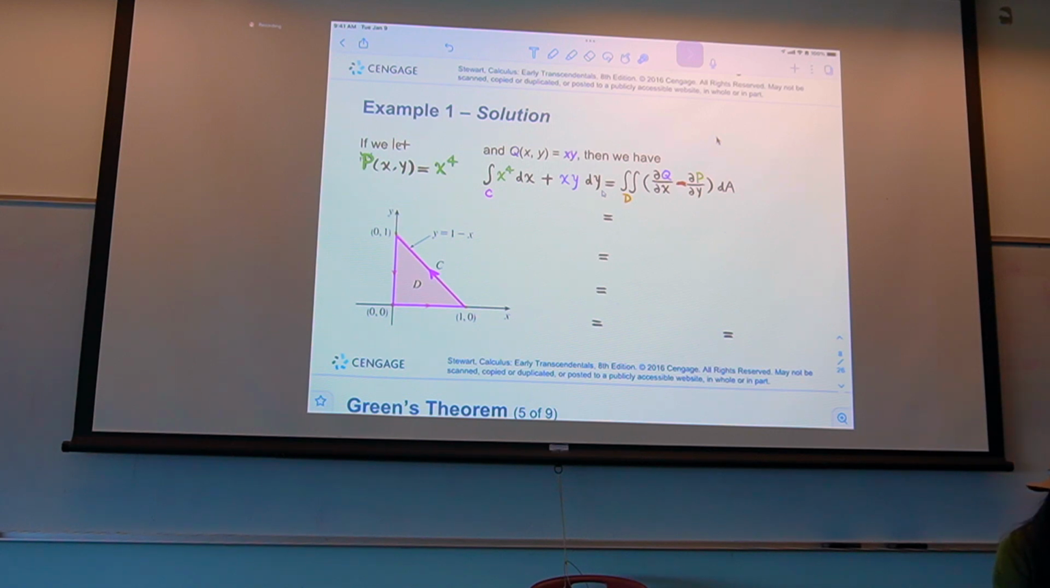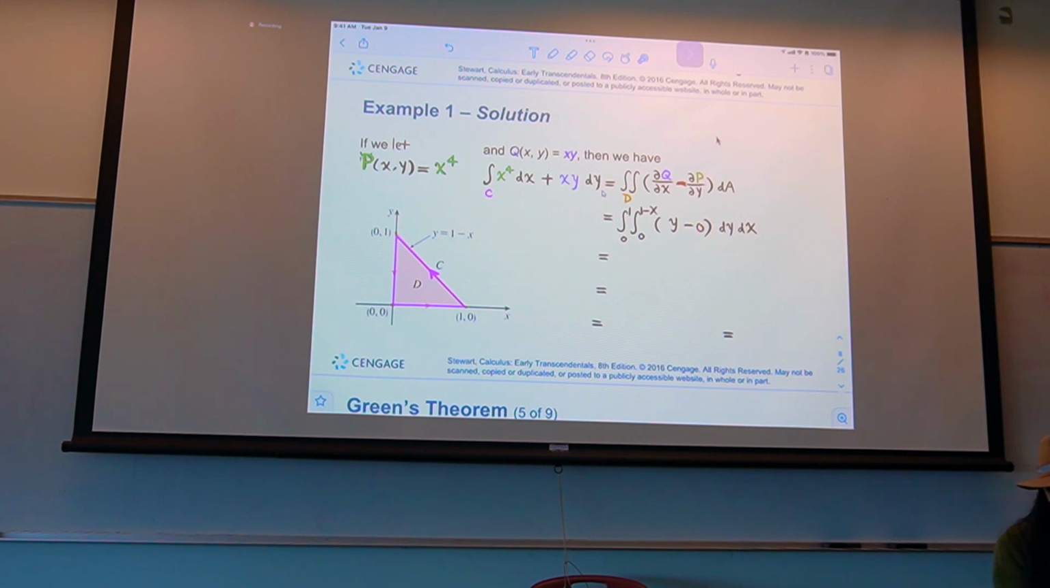Okay, now let's do the calculation. What is the partial derivative of this with respect to x? It's y. What's the partial derivative of P with respect to y? 0, because this one here has no y involved, right? So this partial derivative is y, and this partial derivative is 0.